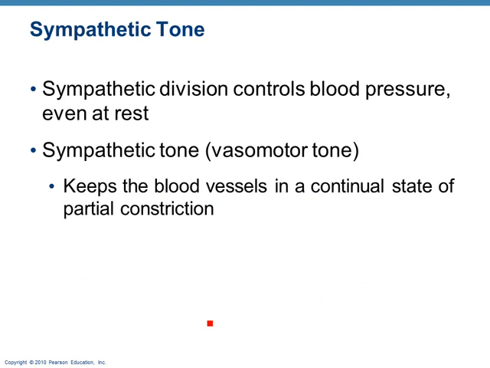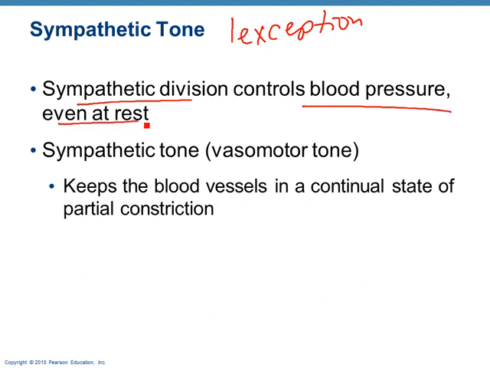Now, I told you that parasympathetic is kind of your in-control nervous system, with one exception. The sympathetic nervous system controls blood pressure, even at rest. Okay? It is in control of blood pressure. That's because sympathetic innervation, it's called sympathetic tone or vasomotor tone, causes vasoconstriction.